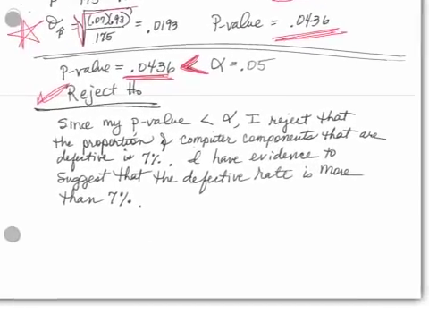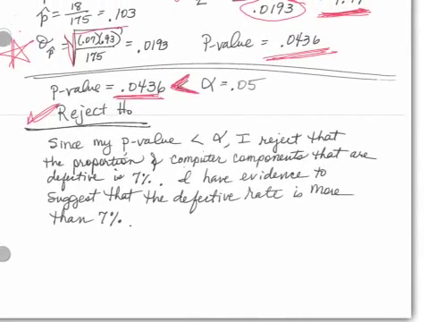Here we say, since the p-value is less than alpha, I reject that the proportion of computer components that are defective is 0.07, and I have evidence to suggest that there actually is significantly more than 7% defective chips.